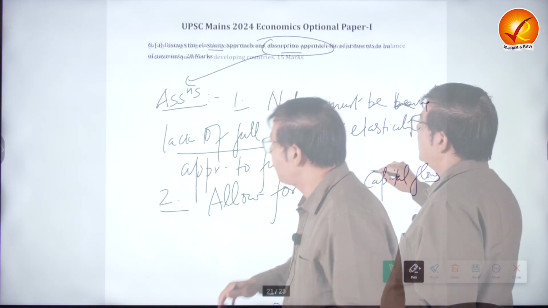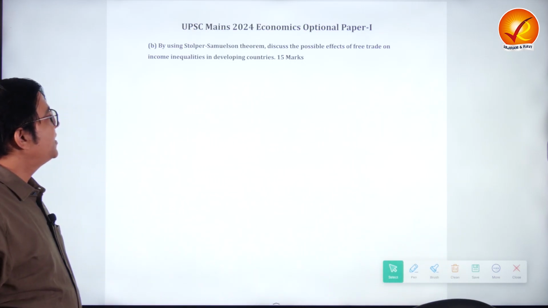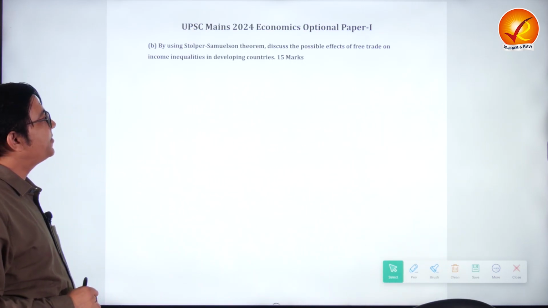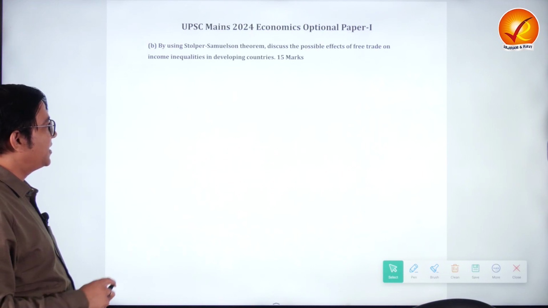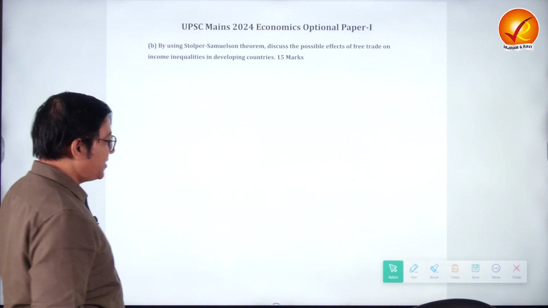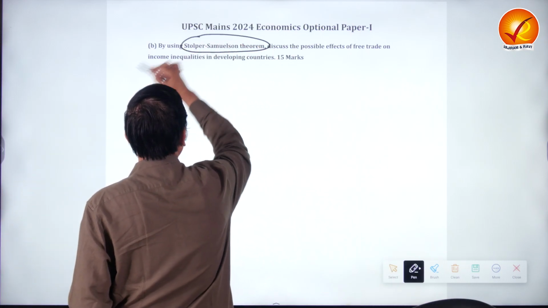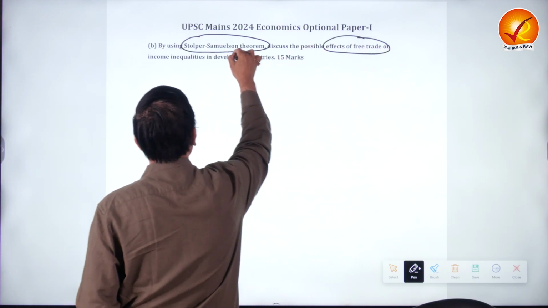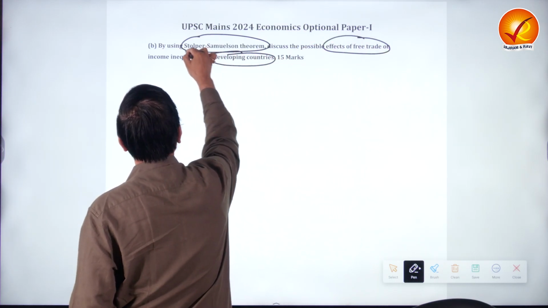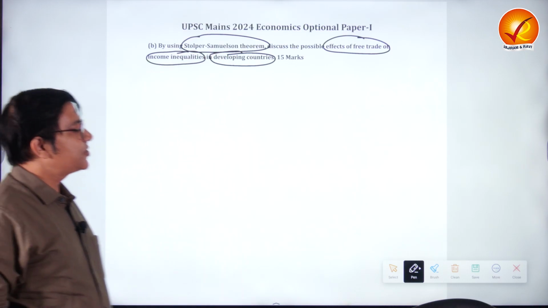Let's go further. Question 6b was on the Stolper-Samuelson theorem. It was asking, discuss the possible effect of free trade on income inequalities in developing countries. There are a few highlights you need to see. You first need to know what the Stolper-Samuelson theorem is. Then you have to look into the effect of free trade on developing countries in terms of income inequalities.